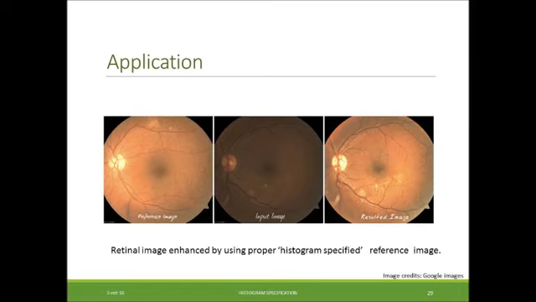Histogram specification has a lot of applications. Just one among the many applications is retinal image enhancement. Here, the input image is dark, and the reference image is chosen in such a way that all the nerves and the retina are clearly visible. So the input image gets modified according to the histogram specified by the reference image, and we can see that the resultant image has higher clarity or higher visibility than the input image.